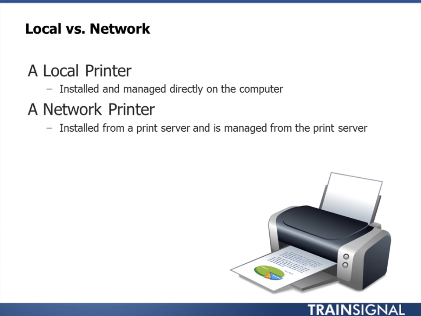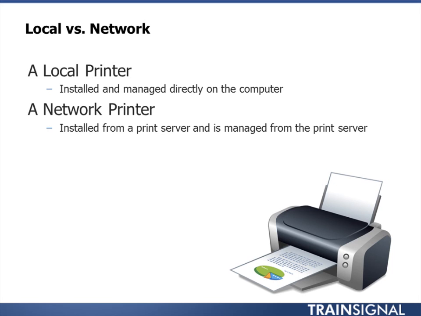Now the reason I separate local versus network when it comes to print devices versus printers: when installing a printer in Windows, a local printer is one that is installed and managed directly on the computer. Whether it is a local or a network print device doesn't matter. If it's a network print device that uses Ethernet to connect, it still can be a local printer, which means that it is actually installed and managed right there on the individual computer.